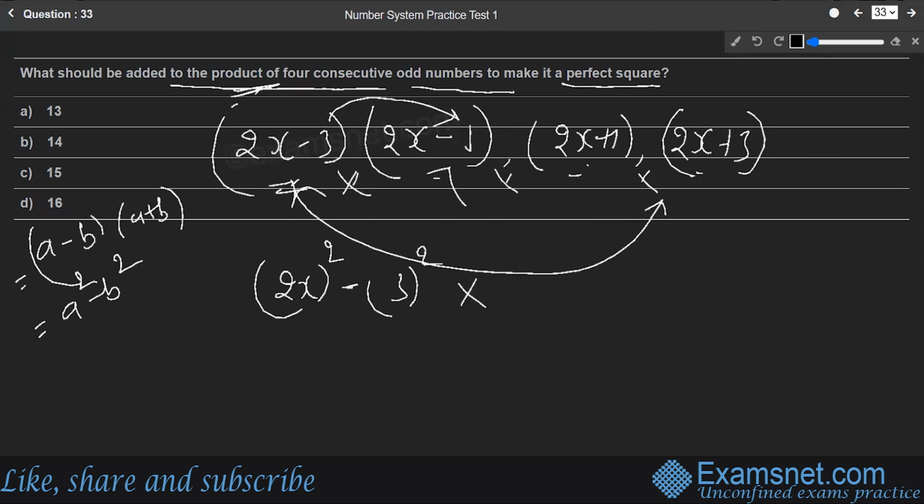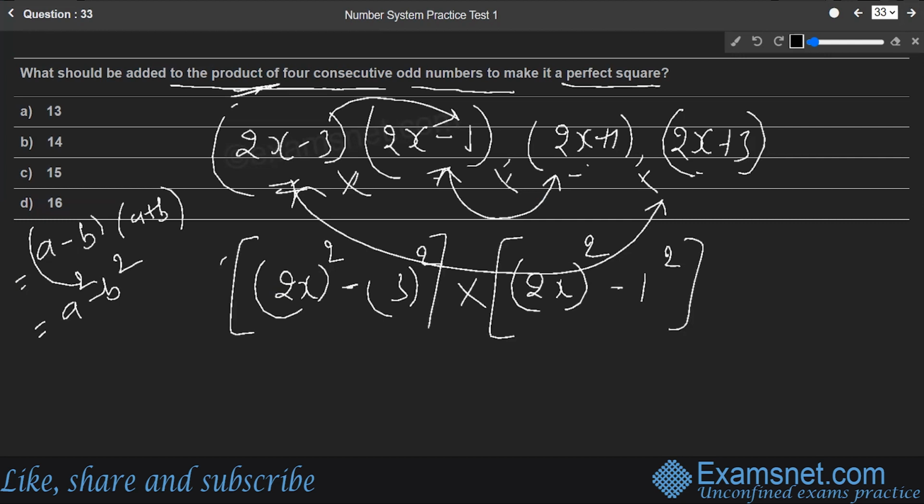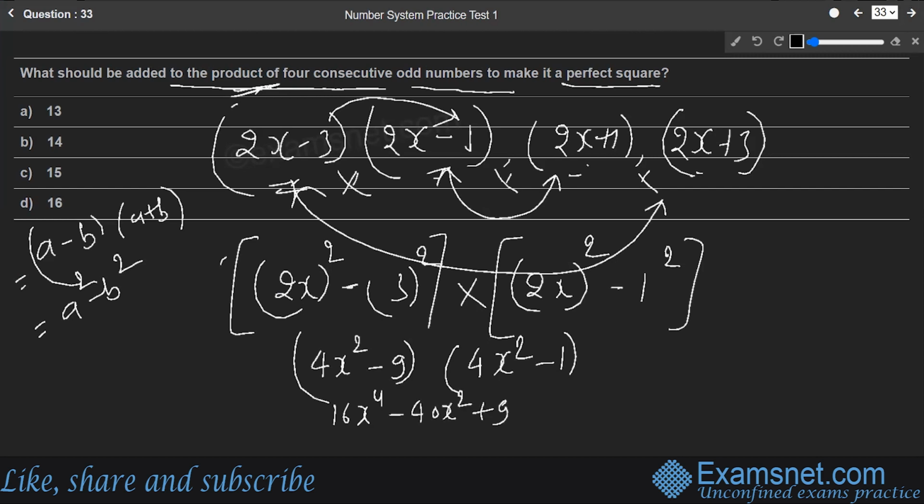Similarly, the other pair, 2x minus 1 and 2x plus 1, of the form a minus b, a plus b, can be written as a square, that is 2x whole square, minus b square, that is 1 square. So one product becomes 4x square minus 9, and the other becomes 4x square minus 1. These are the two products that we have. Now let us multiply them all together. It's going to be 16x power 4 minus 40x square plus 9. This is the ultimate product.